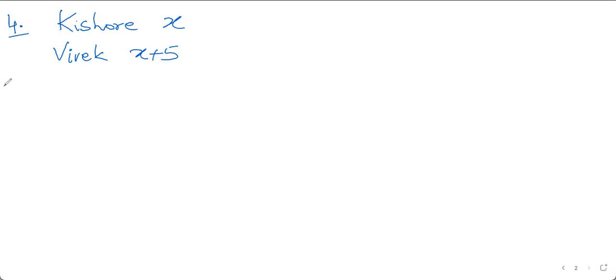If Kishore's age is X, we will say Vivek's age is X plus 5. Now some of you will ask why we did it this way, and why we did not let Vivek's age be M. Yes, we could have. If Vivek's age is M, how much will be Kishore's age? M minus 5.